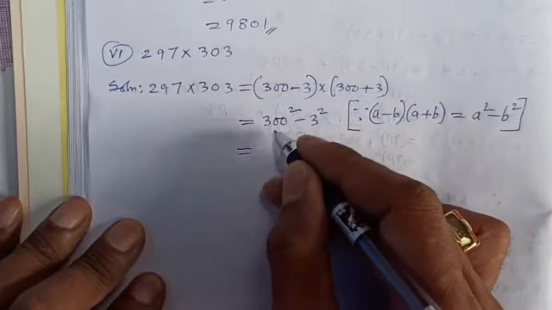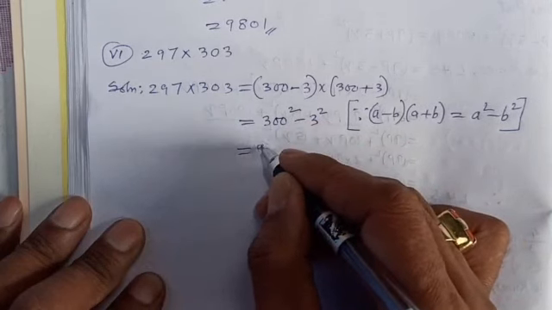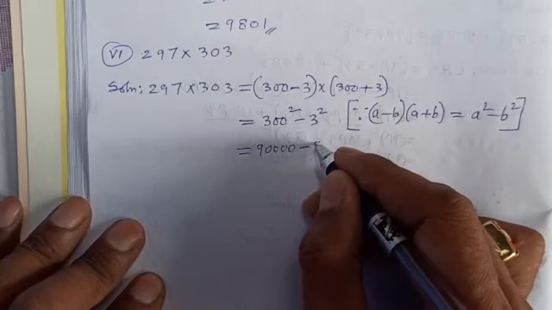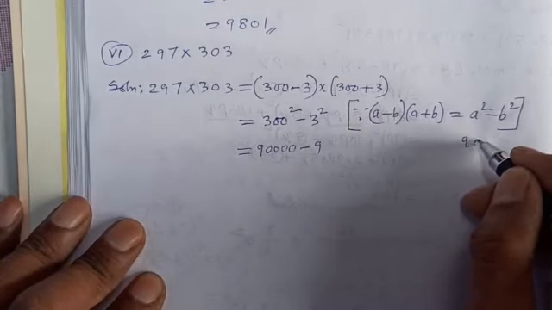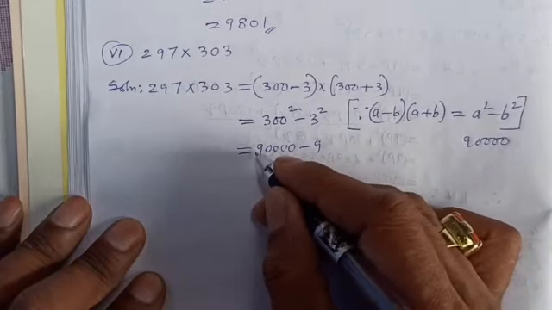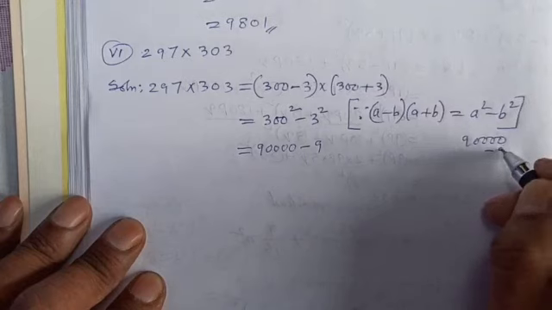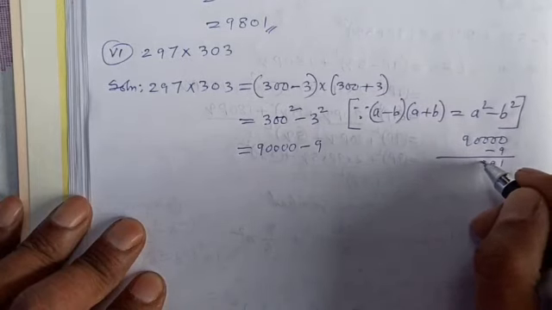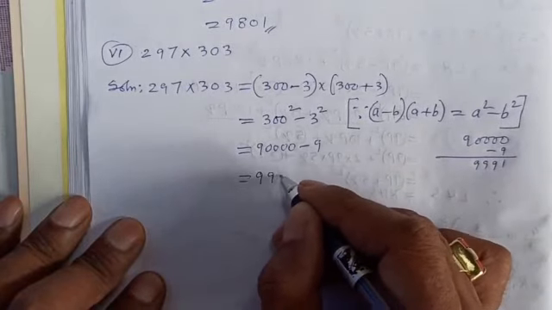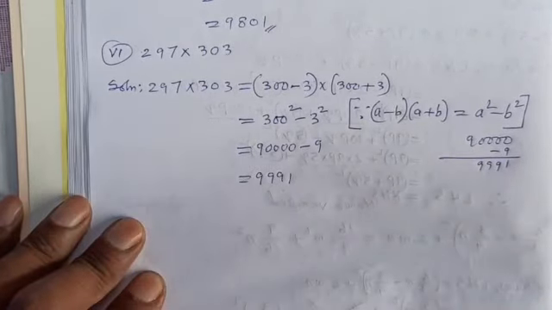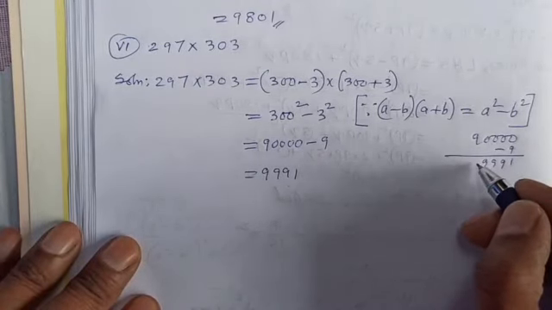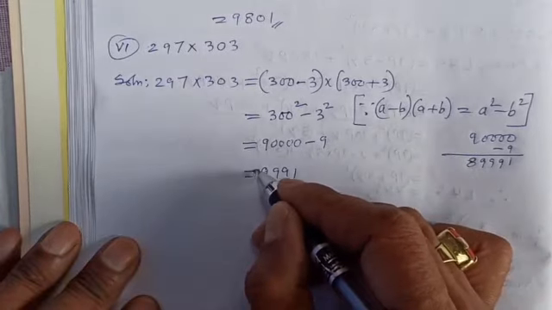Then 300 square is 3 into 3 is 9. Then 4 zeros will come. Minus 3 square is 9. Let us subtract this. 90,000 minus 9, we are getting 89,991, and this is the answer. Here from this 9 we have to subtract 1, then 8, and here 8, like this.